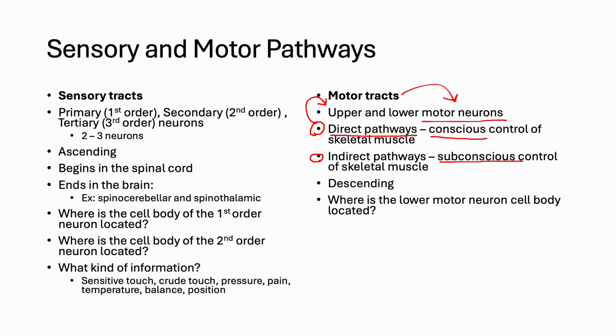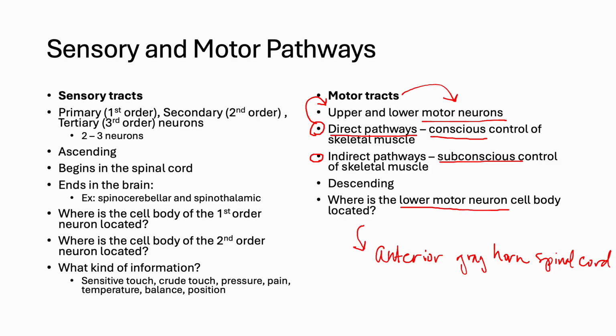So if we think about the lower motor neuron, if we're talking about the direct pathway and motor tracks, so somatic motor, where is our lower motor neuron going to be located? We know that this is going to be in the anterior gray horn of the spinal cord, right? Because the anterior horn is what deals with our somatic motor. Anterior gray horn, spinal cord.